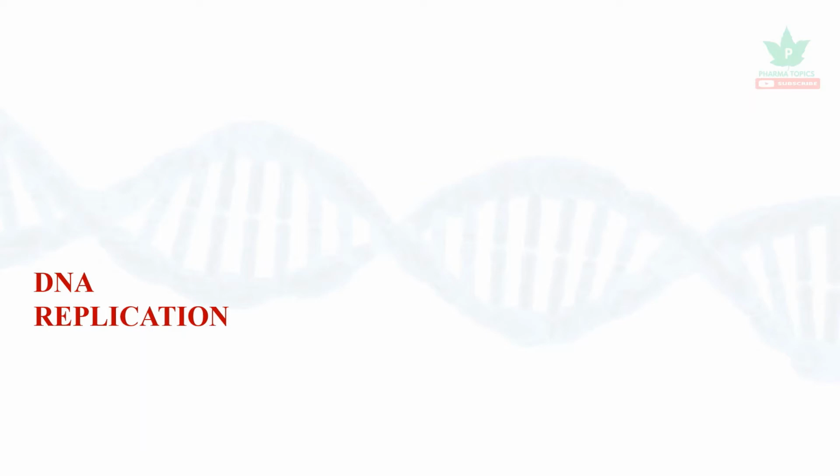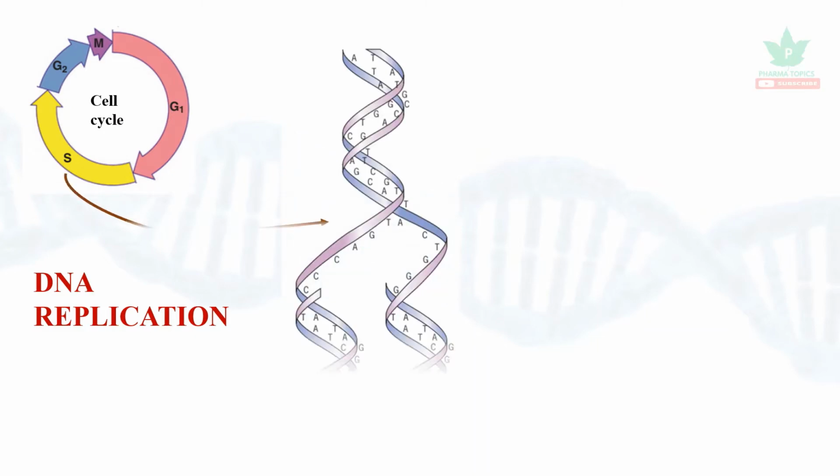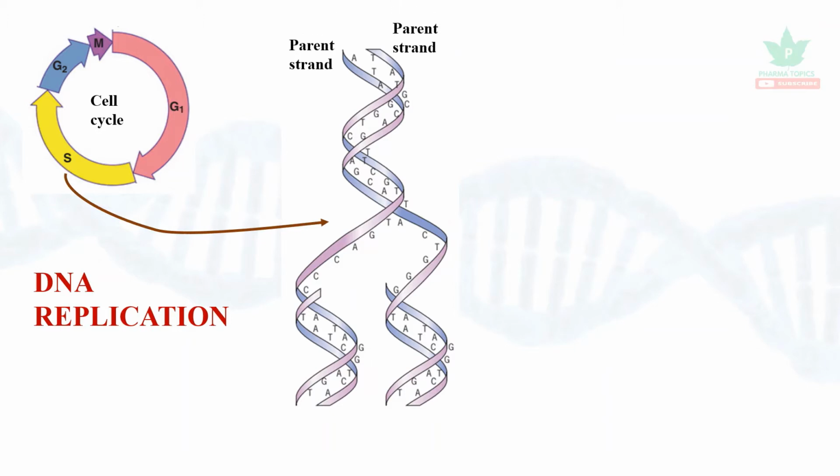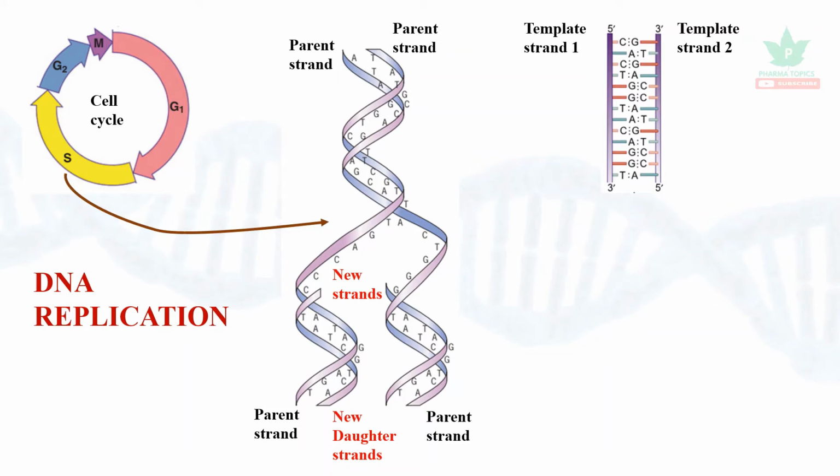Our topic is DNA replication, which is very important in the cell cycle. Actually, in the cell cycle, it happens in the S phase, where the DNA takes a copy of the entire nucleotides. Both the strands are copied, and from the parent strands, two new strands are generated, which is called DNA replication. So you can see this example.